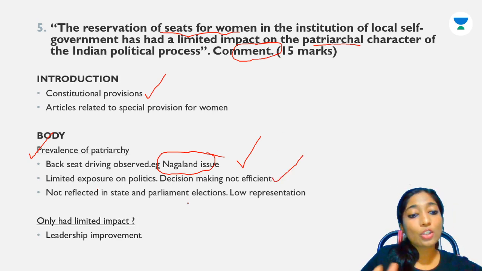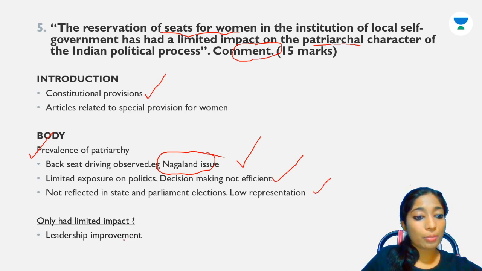And then it is not very well reflected in state and parliament elections. Even now we have very less representation of about 10, 11 or 12 percent only. Then again you can talk about the gender inequality index, how political representation plays a major role in the index, and we are not faring really well in that index also. So that you can talk here.